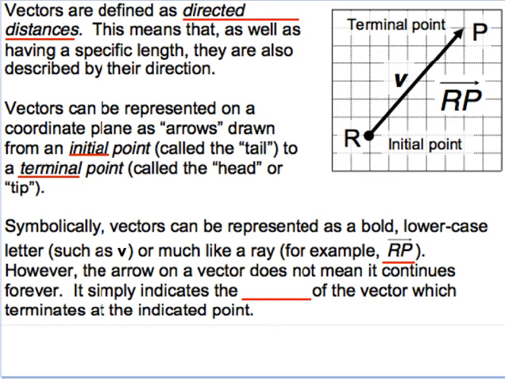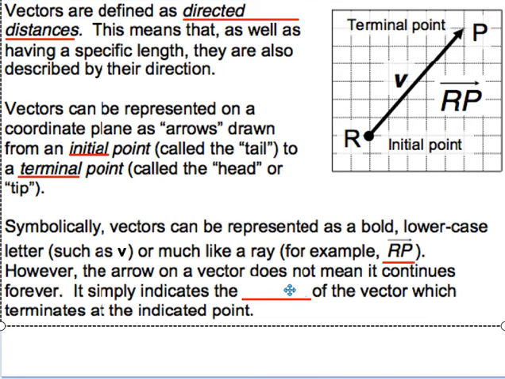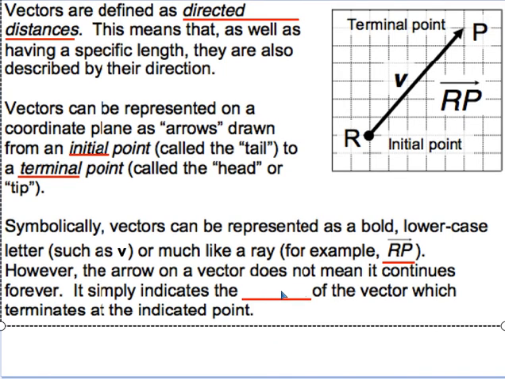What's going on with my eraser? It won't erase. Let me see what's going on. Oh, well, it will not erase.